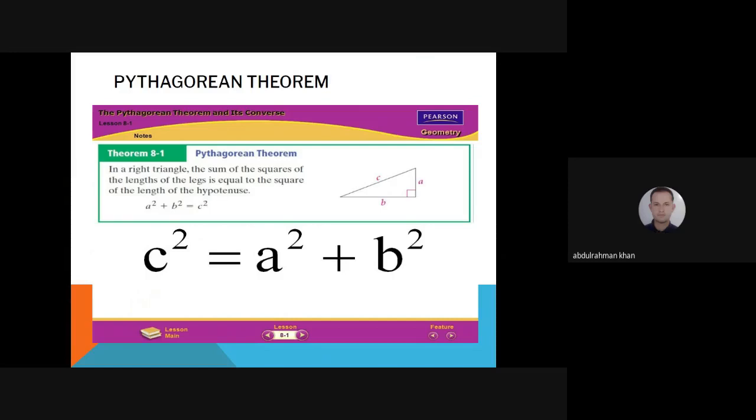Now what is the converse of this theorem? The converse of this theorem is just switching the if and then. For example, here it was: if it is a right triangle, then this condition will hold, a square plus b square equals c square. Now the converse is: if in any triangle c square equals a square plus b square, then it must be a right triangle.